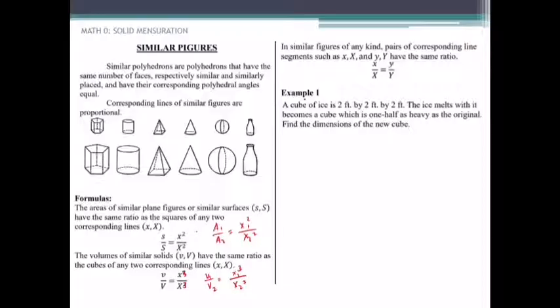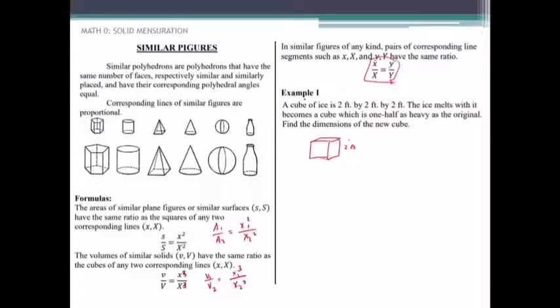Okay, so the corresponding line segments are of course proportional. This is just ratio and proportion. Okay, so let us try to solve this sample problem. A cube of ice is 2 feet by 2 feet by 2 feet. Since we have a cube, when you say cube, the length, width, and height are all equal.